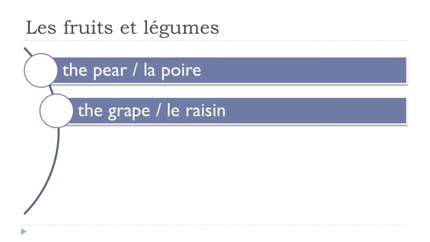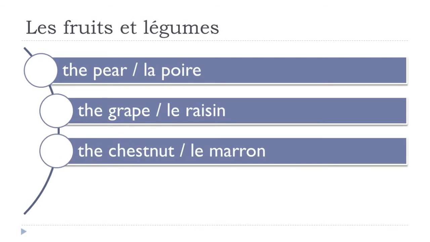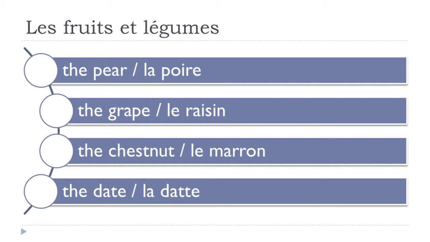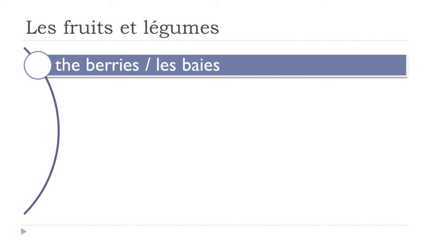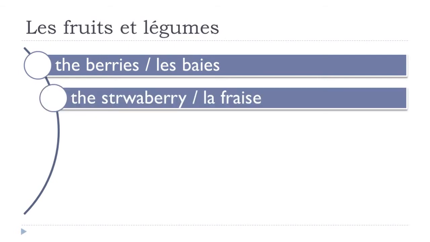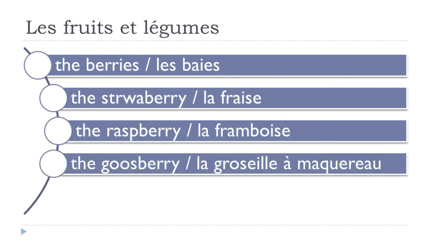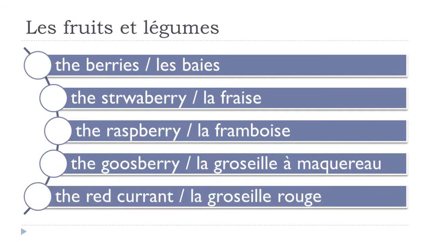La poire. Le raisin. Le marron. La date. Les baies. La fraise. La framboise. La groseille à maquereau. La groseille rouge. I just noticed that I've been making a little mistake here. Sorry about that. Les baies. La fraise. La framboise. La groseille à maquereau. La groseille rouge.